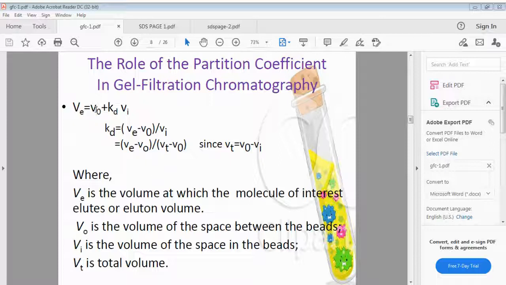So that is equal to V0. V0 is the void volume, plus KD is the distribution coefficient, and VI is the volume of the mobile phase inside the bead. VT is the total volume. So this is the formula.